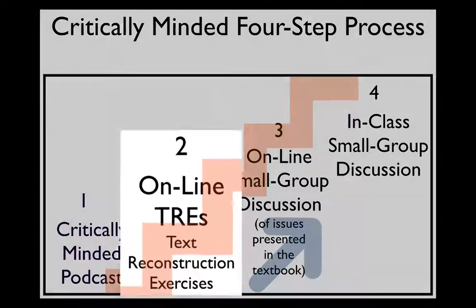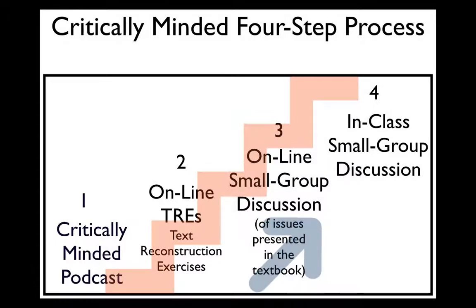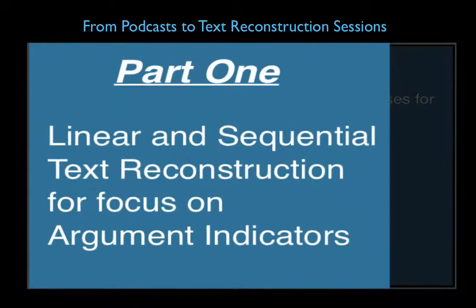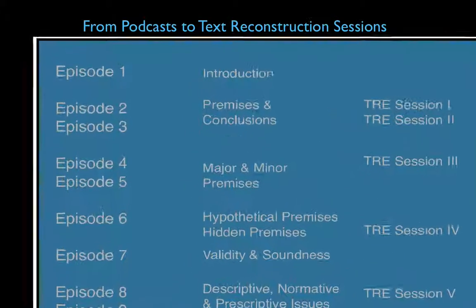In step 2 of this 4-step process, form-focused text reconstruction exercises scaffold declarative knowledge of argument that students gain from the explicit instruction of the podcast into emergent procedural knowledge that students put to use in steps 3 and 4. Each podcast episode focuses on a specific building block of argumentative organization.